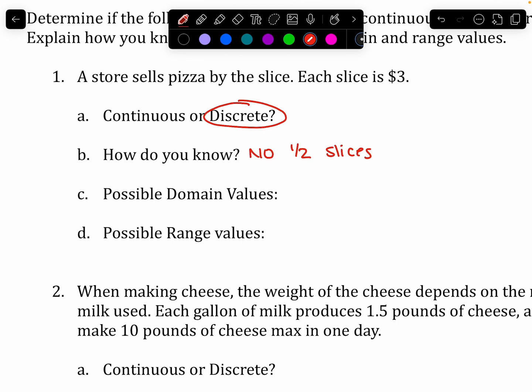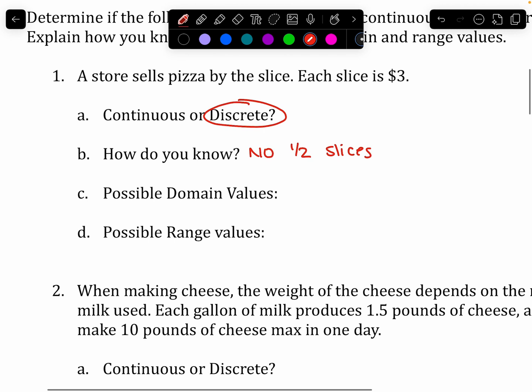Now, when we talk about domain values, we are going to talk about the number of slices of pizza. So when you go to the counter, you can buy 1 slice of pizza, or 2 slices of pizza, or 3 slices of pizza, and so on and so forth, okay? But remember that you can't buy 1.5 slices of pizza.